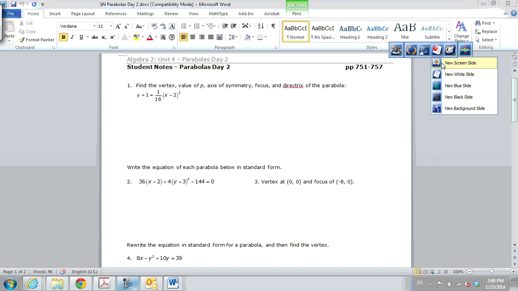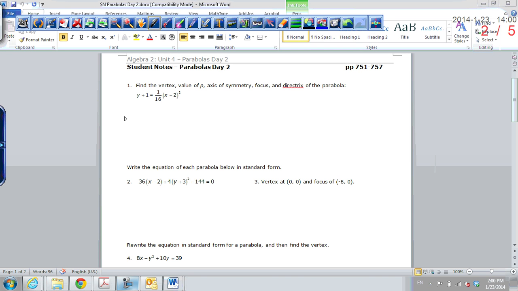Alright guys, let's talk about Parabolas Day 2. You don't have these notes, so if you're going to get a sheet of paper and start writing some of this stuff down, feel free to pause it. I'm going to do probably 1 and 3 off of this page real quick, and we'll do a couple more. The biggest thing is we've got to keep in mind what we're trying to look for.